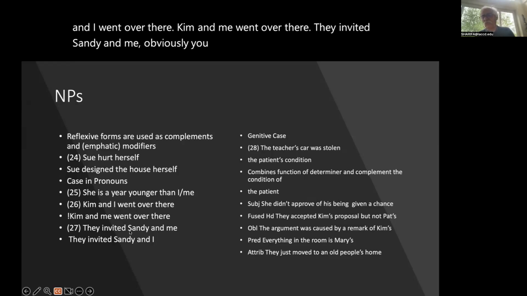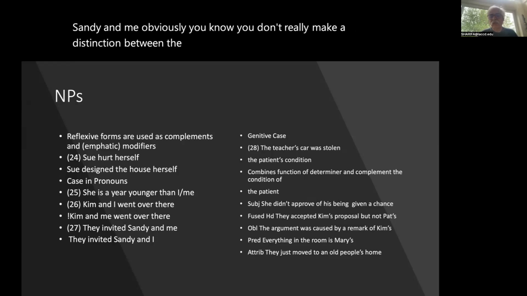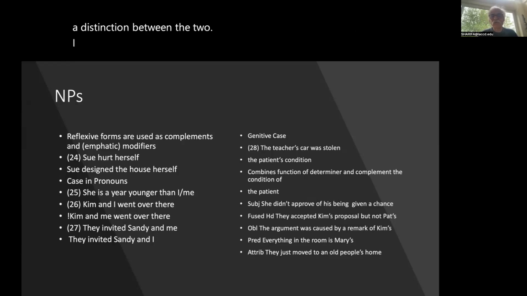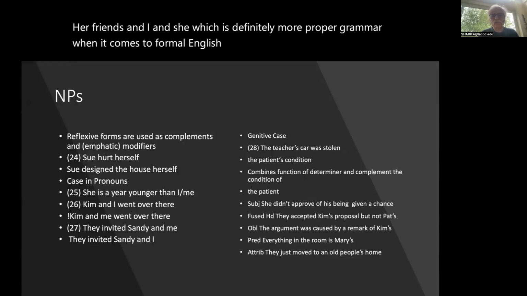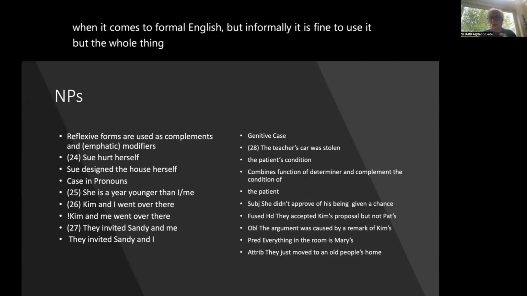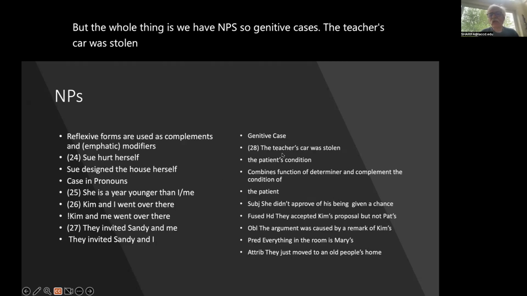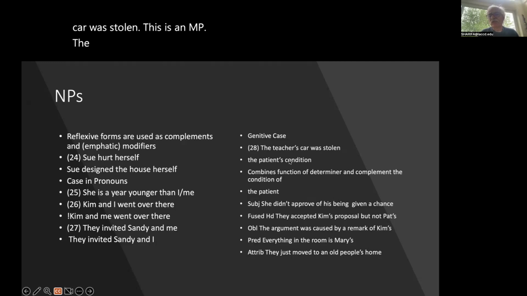Obviously, you don't really make a distinction between the two. I and her, for instance, I and she, which is definitely more proper grammar when it comes to formal English, but informally, it is fine to use it. But the whole thing is, we have NPs. So genitive cases, the teacher's car was stolen. This is an NP. The patient's condition, this is an NP, even though it is genitive or possessive.